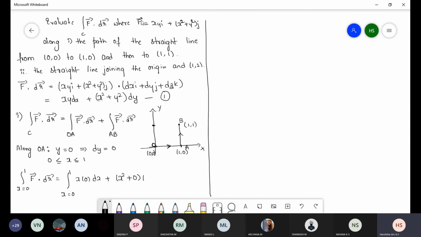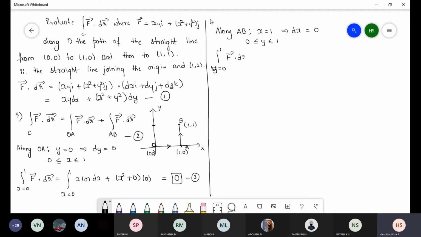Again dy is also 0, so the complete term we will get 0. Y equals 0 to 1, yes. Y is equal to 0 to 1. Here x varies from 1 to 1, so we have to write x is equal to 1. Do the differentiation, dx is equal to 0. So y varies from 0 to 1.